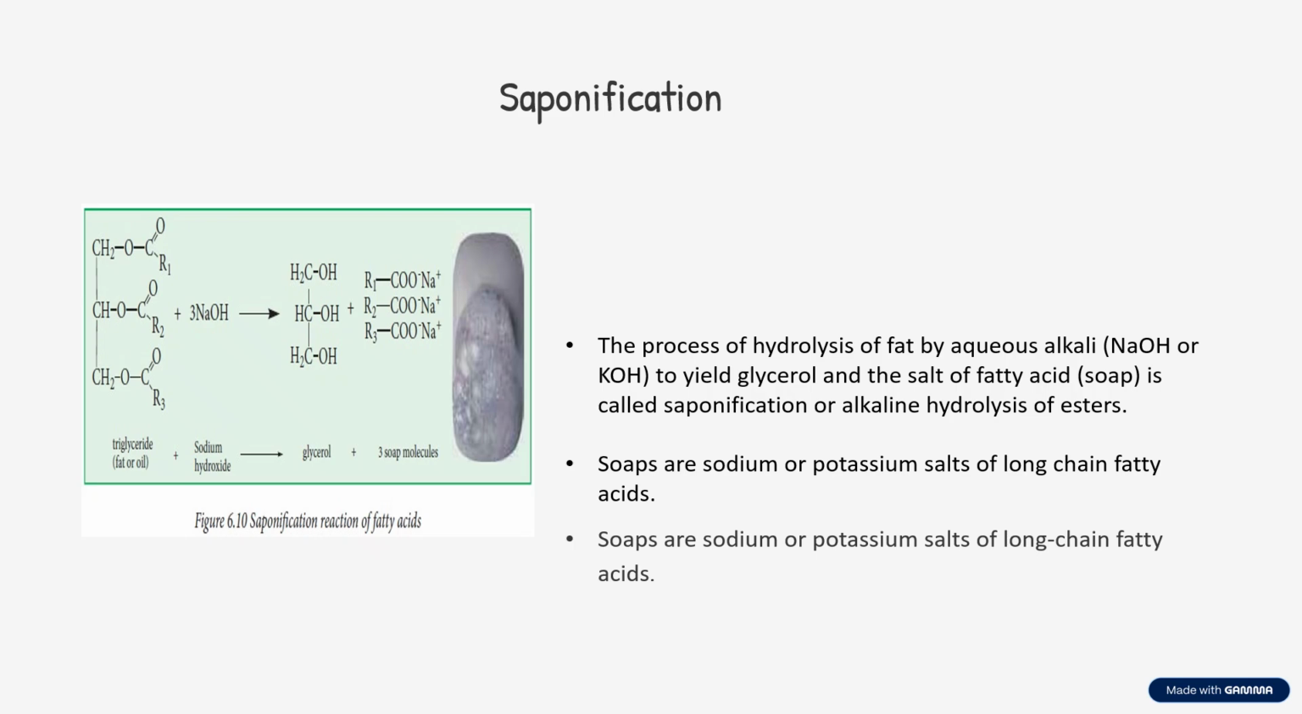Saponification is also a process which is important in soap making. The process of hydrolysis of fat by aqueous alkali, either sodium hydroxide or potassium hydroxide, to yield glycerol and the salt of fatty acid is called saponification or alkaline hydrolysis of esters. Soaps are sodium or potassium salts of long chain fatty acids. Soaps have high economic importance in the industries.